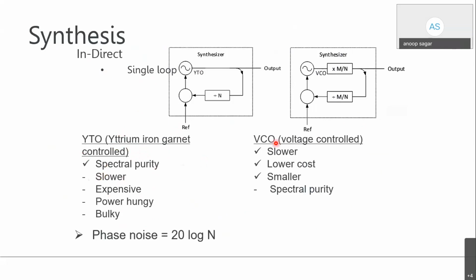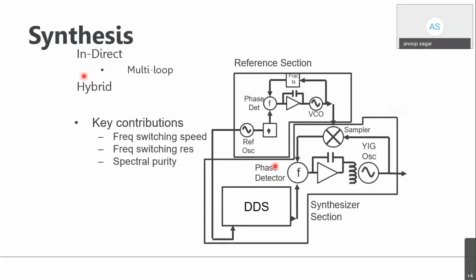If you're using a voltage controlled oscillator, then again it's slower, but the cost is lower compared to YTO, and it's smaller in size. So this is a hybrid one. We are using a hybrid one where you can see a digital down converter. It's using different VCOs. It's using PM oscillators. So we are using a hybrid technique to synthesize a signal.